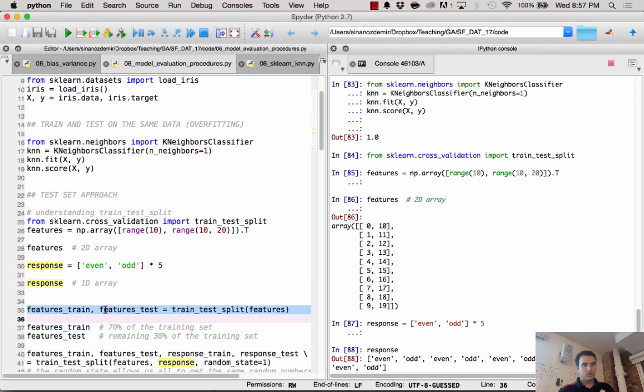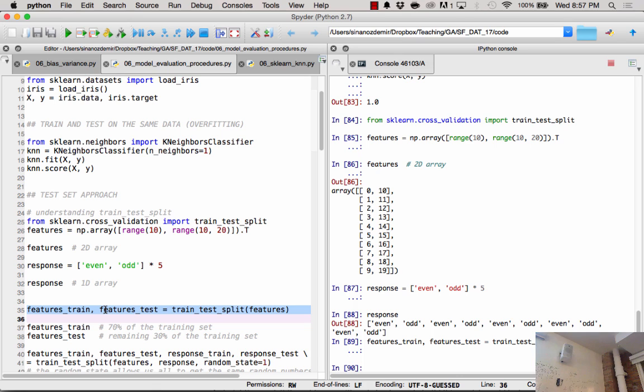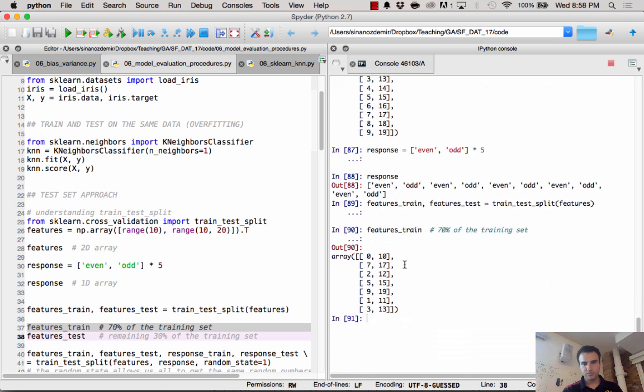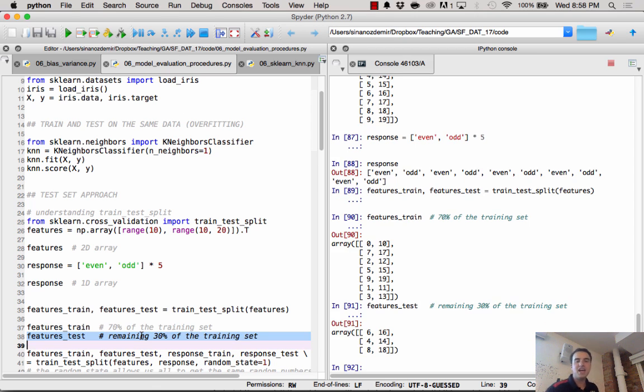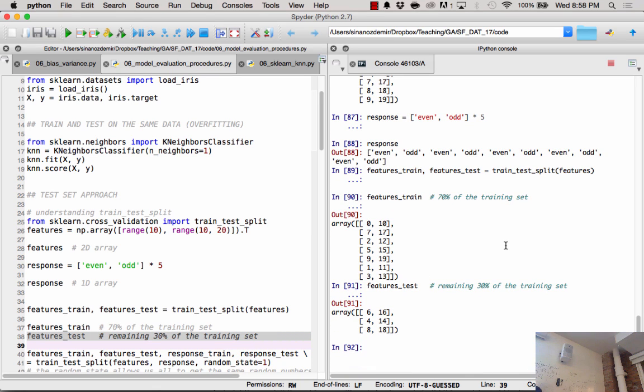When I do train test split, line 35, it will give me two things: the training features and the testing features. If I look at features train, it took a random 70% of my data and said, here, train on this. In turn, it left the remaining 30% to test on. Note the random order. It didn't just choose the first 7, it chose a random 70% and then the remaining 30%.